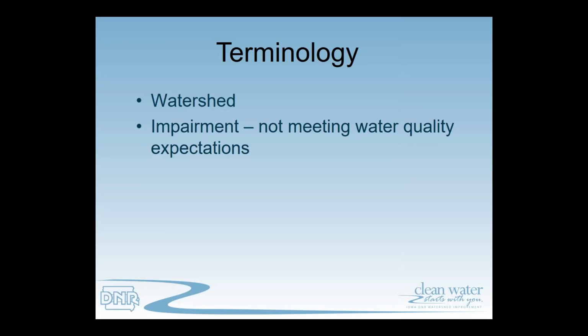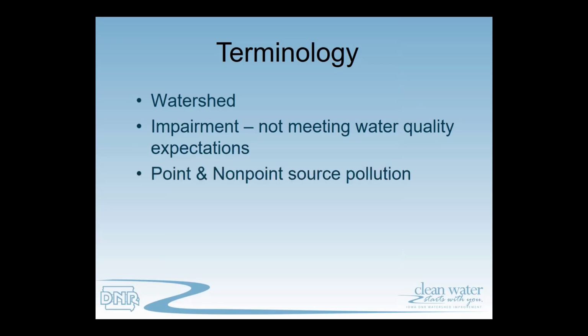When we don't see those standards getting met, and there's some sort of testing that we do that says that we're not meeting those water quality expectations, then that water body is impaired. And those impairments are important because that's why we're here. That's what we're doing, is we're talking about what's wrong with Bob White Lake and what we need to do to try to fix that.